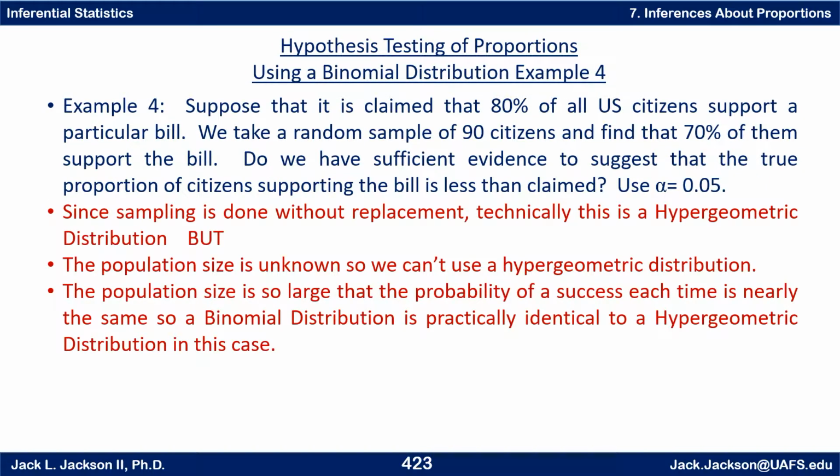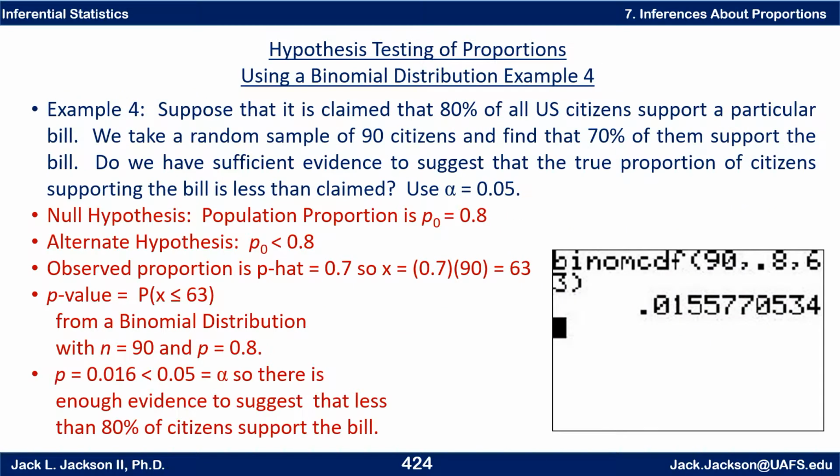Now, since sampling is done without replacement, technically this is a hypergeometric distribution leading to a distribution of proportions. But the population size is unknown, so we can't use a hypergeometric distribution. However, the population size is very large, all U.S. citizens. That's extremely big. So we can assume that the probability of success each time is nearly the same. So a binomial distribution is practically identical to a hypergeometric distribution in this case. So we will proceed using a binomial distribution.